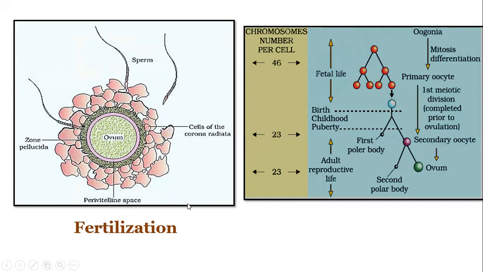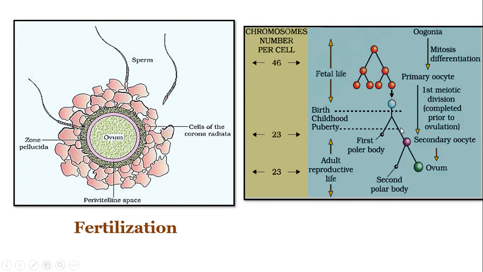Now, the secretions of the tip of the acrosome of the sperm help it to enter the cytoplasm of the ovum. The acrosome is the tip part of the sperm. So it releases certain substances because of which it enters the cytoplasm of the ovum. And at this stage, the meiotic division of the secondary oocyte is completed, right? So this forms a second polar body and a haploid ovum.